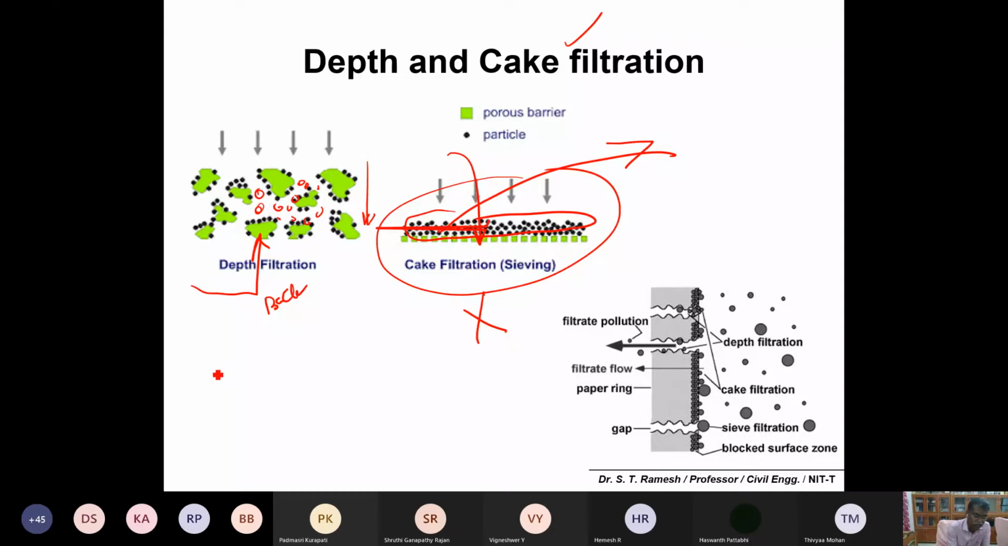The example of depth filtration is the rapid sand filter. The example of cake filtration is the slow sand filter. Here backwashing is necessary. Here backwashing is not necessary. So please remember these two concepts. That's what we have discussed.